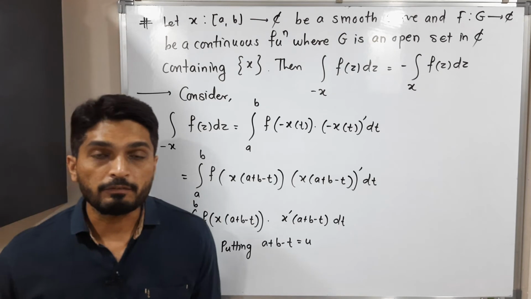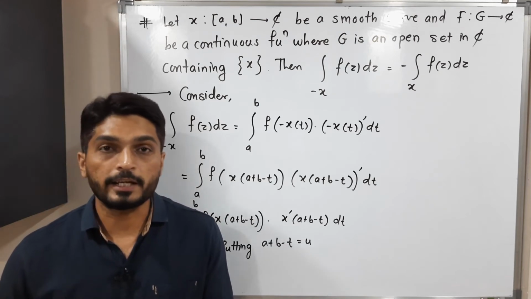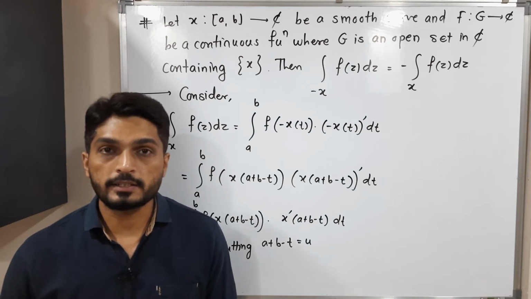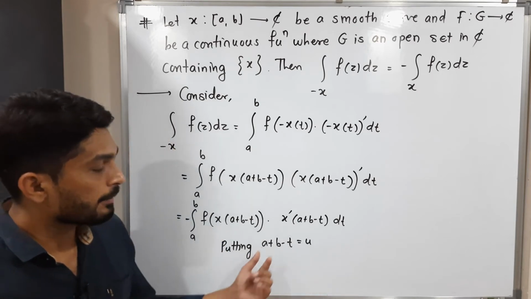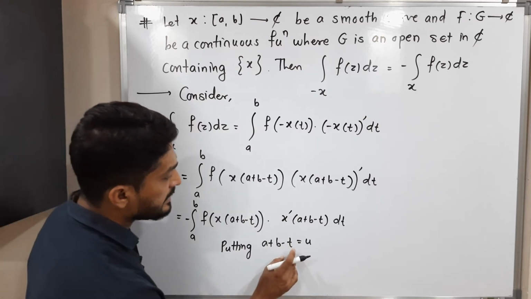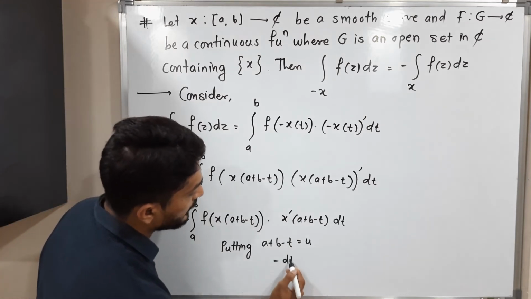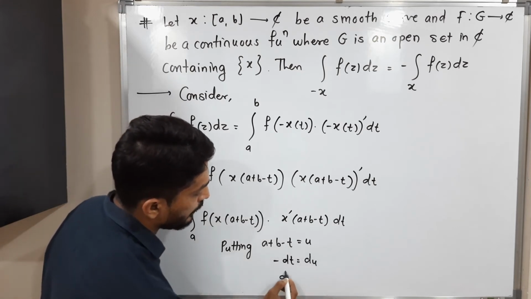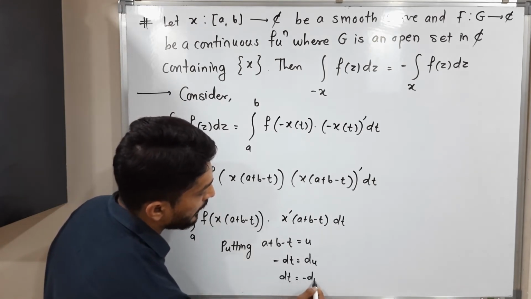When we put anything, first we take the derivative and after that we change limits. So let us take the derivative first. The derivative of a plus b is 0 since it is constant. The derivative of minus t is minus 1, so I should write dt here. The derivative of u is 1, so I should write du here. That means we have got dt equal to minus du.